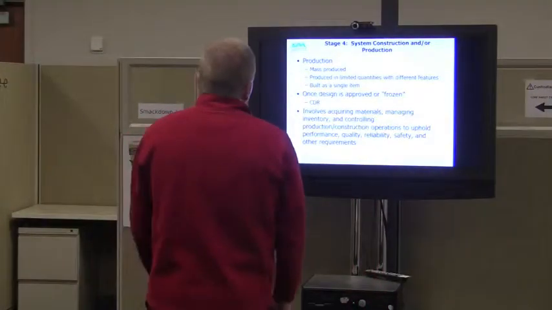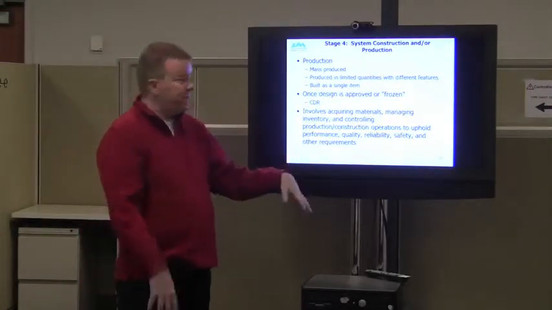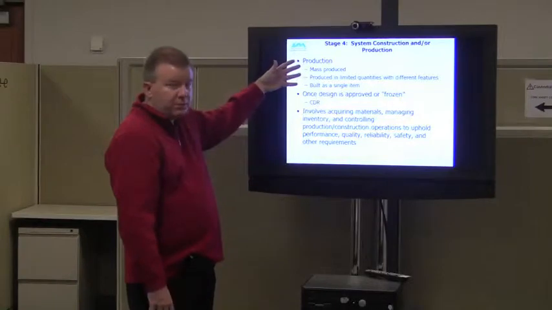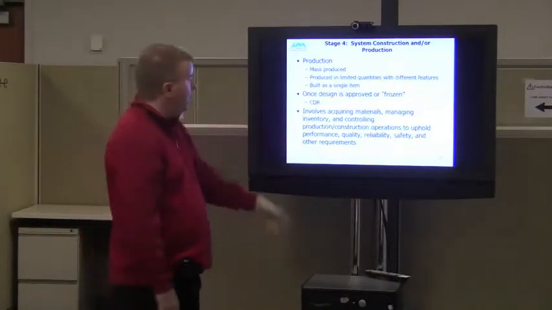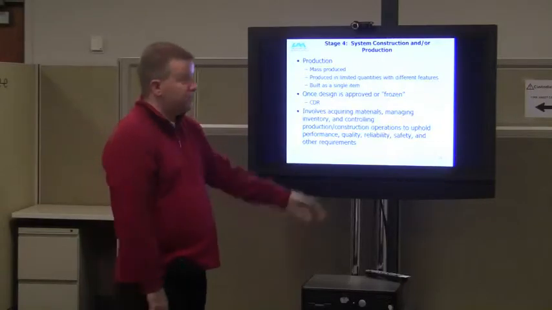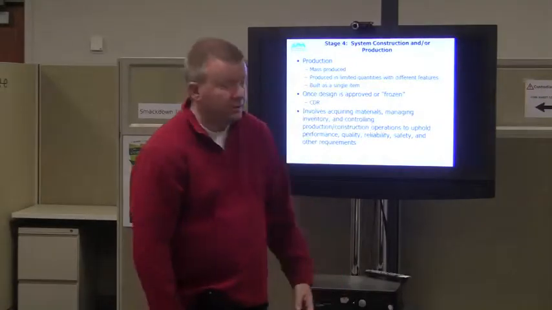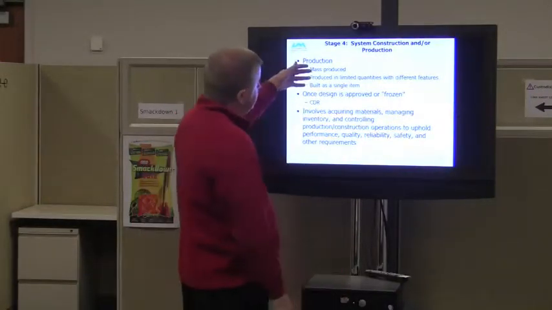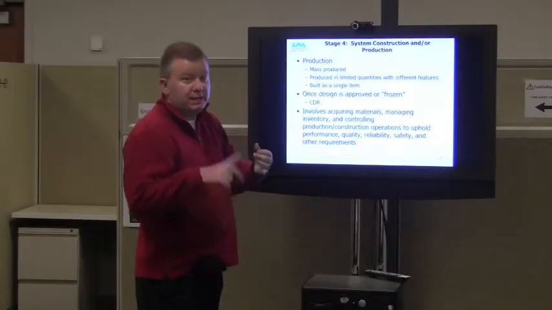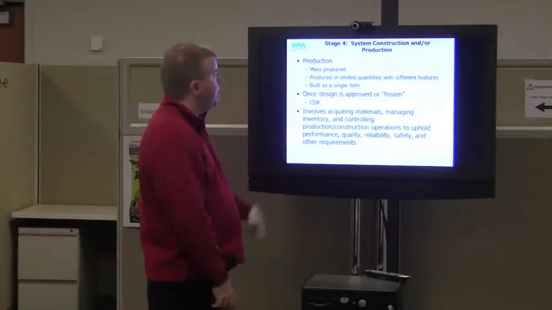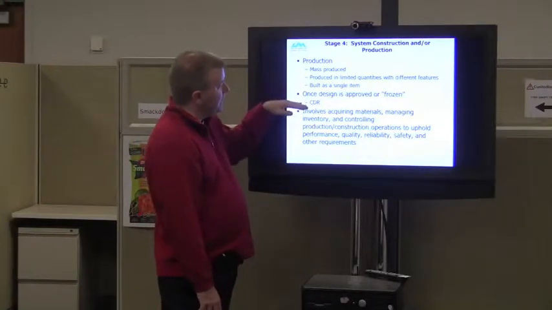Stage 4 is system construction and/or production. So in production, you can have different things. You can mass produce it, in the commercial world especially. You might produce in limited quantities with different features, or you might just build one of them. At NASA, that's what we do. We build one of everything. We don't build a lot of things out there anymore. And so that's our kind of way. Mass production in this area is DoD and like Toyota and places like that. They do it, but we don't really do it much in the aerospace world, and especially in the NASA world.